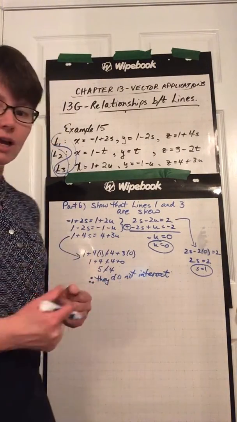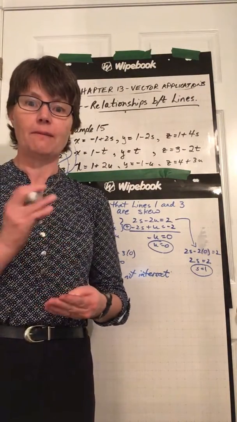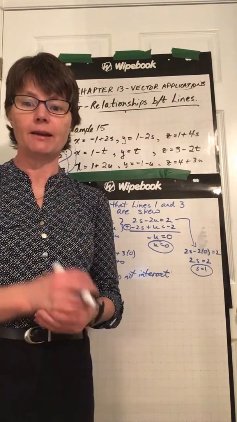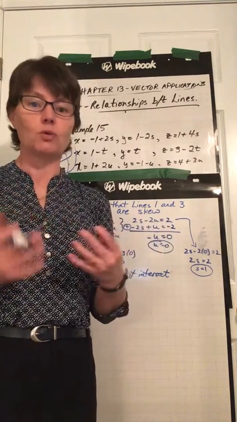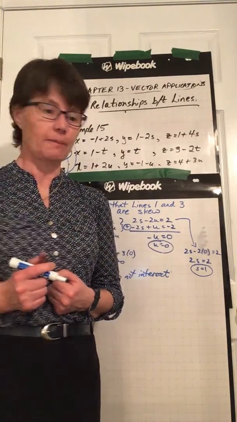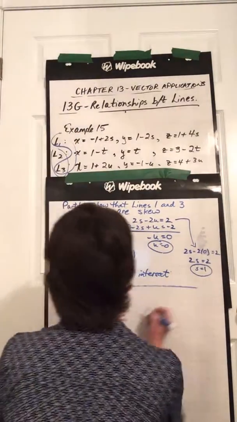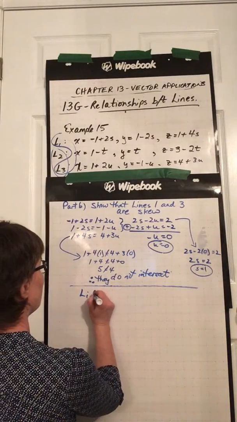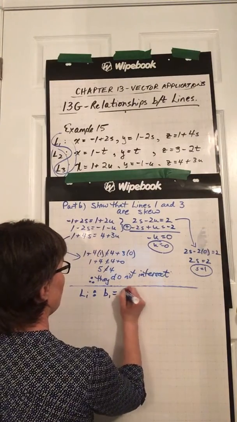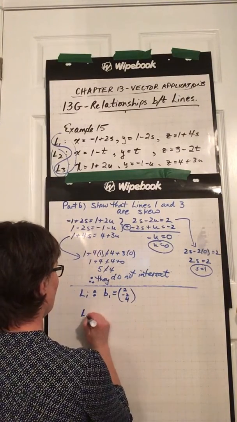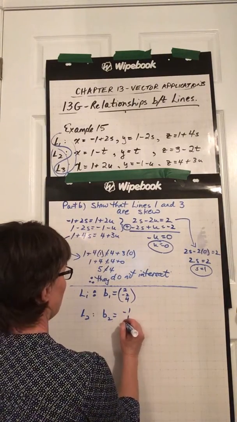Now we need to show that they're not parallel. Now remember, parallel lines, if we look at the direction vectors, will be scalar multiples. The direction vector of one will be a scalar multiple of the direction vector of another. Okay, so let's take a look at the direction vectors. Line 1 direction vector, so b1 is 2, -2, 4. Line 2 has a direction vector of -1, 1, -2.